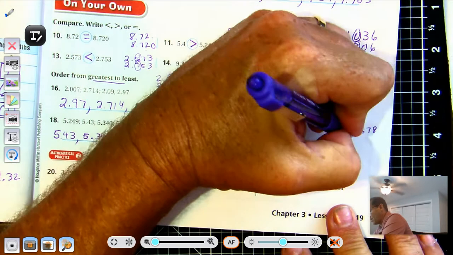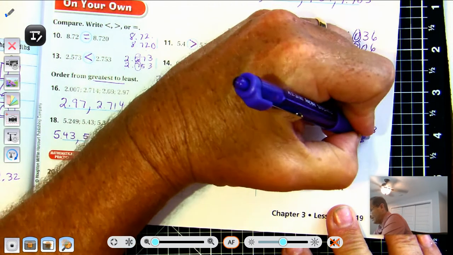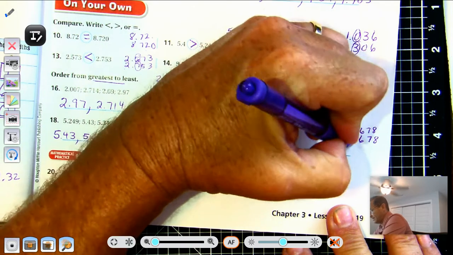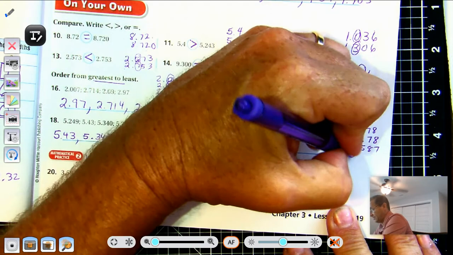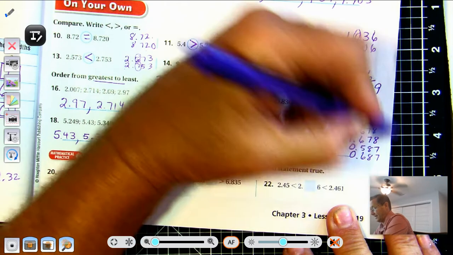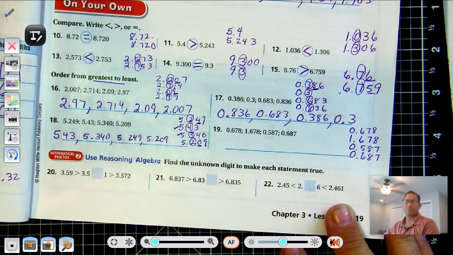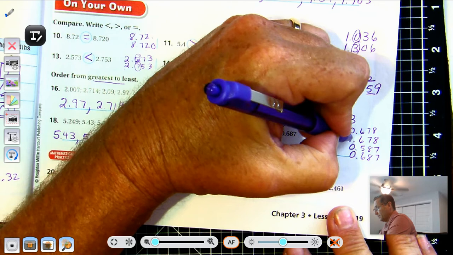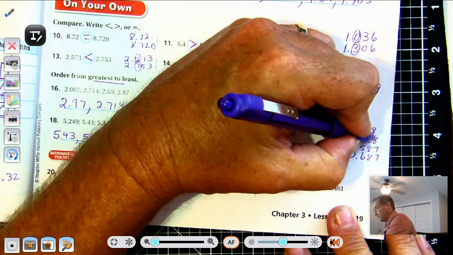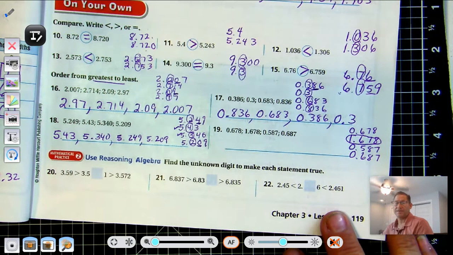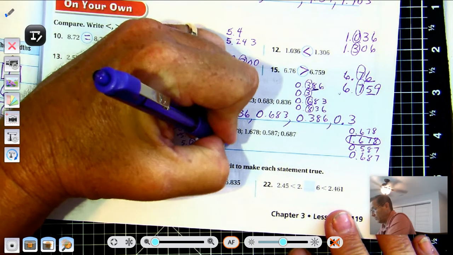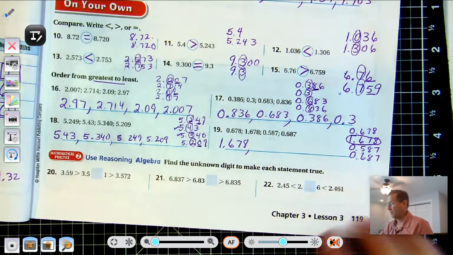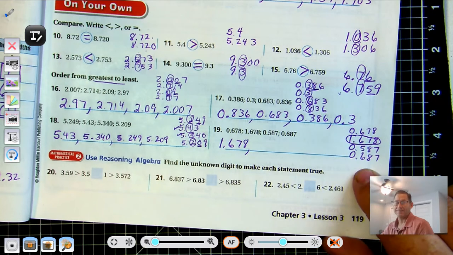0.678, 1.678, 0.587, 0.687. Okay, well, that one's clearly the biggest because it has a 1 in the ones place. 1.678. Okay, the rest are zeros, so that doesn't help.